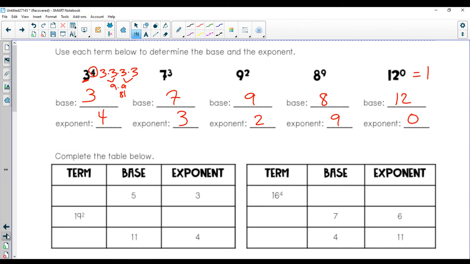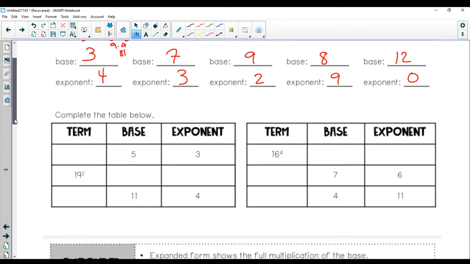All right, 7 to the 3rd power. How would I write that out? 3 sevens. Are we adding or multiplying? We're multiplying. So 7 times 7 times 7. It would equal 343. All right. You starting to get the picture a little bit?